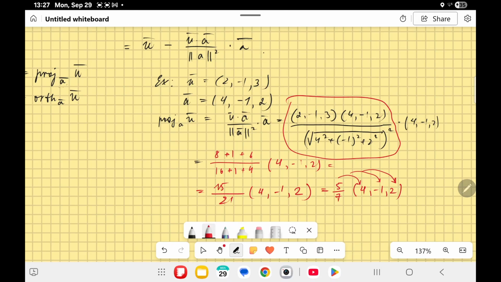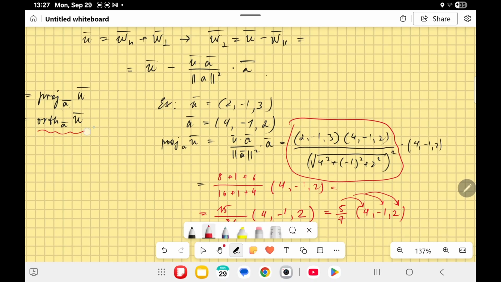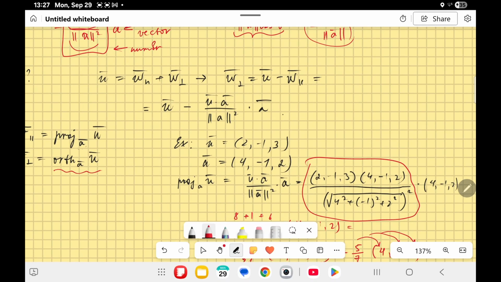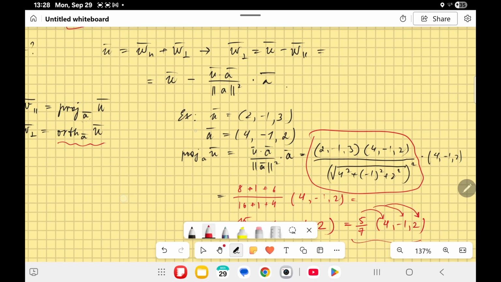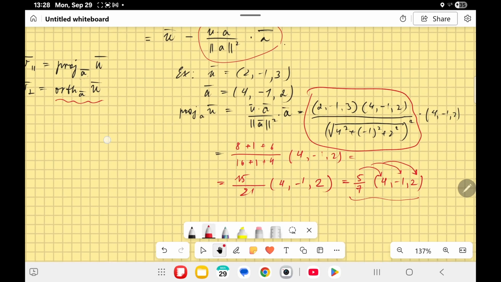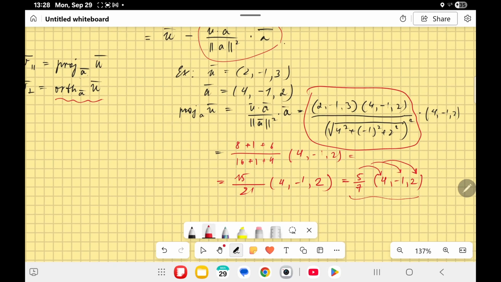To find the orthogonal projection, we are just going to take whatever we found over here and subtract it from the original vector, which I think you can do by yourself. I don't think that you need a video on this. Okay, and that's all from chapter 3. Okay, we are going to finish at this point.